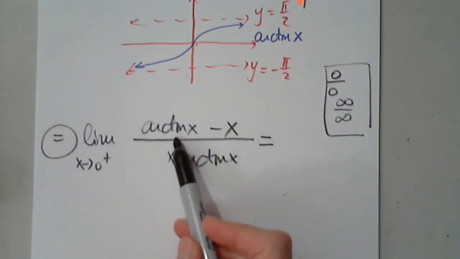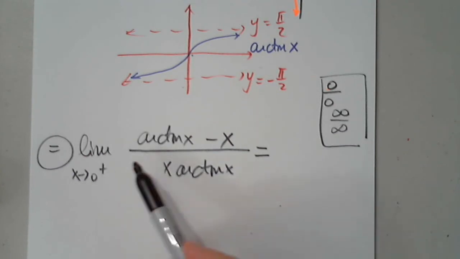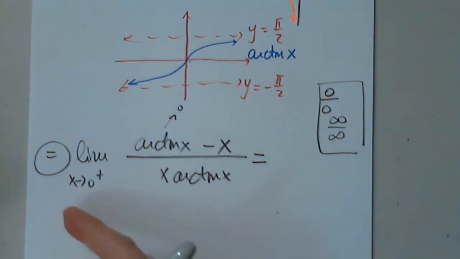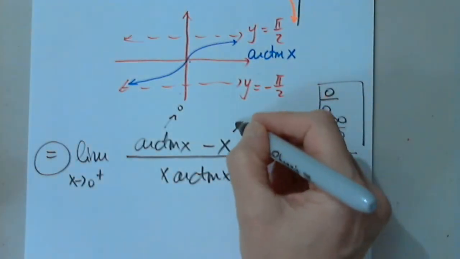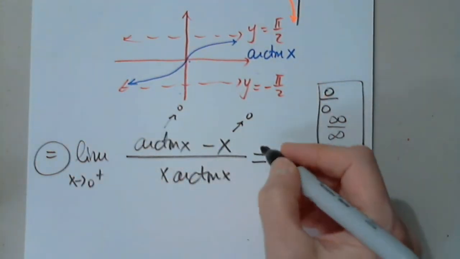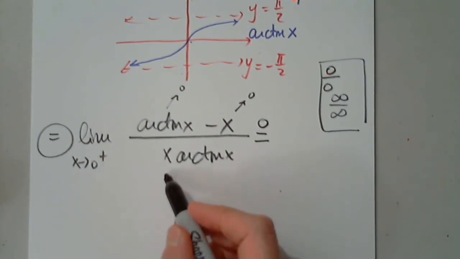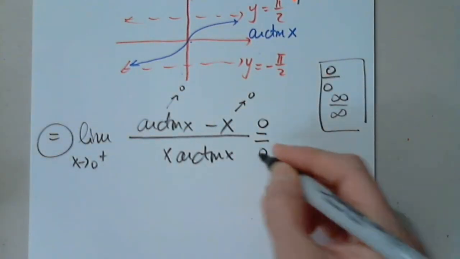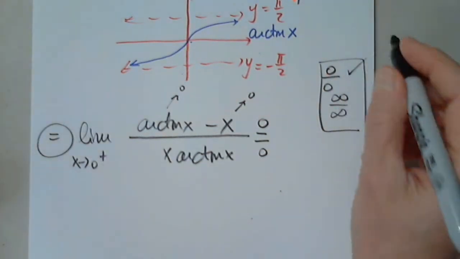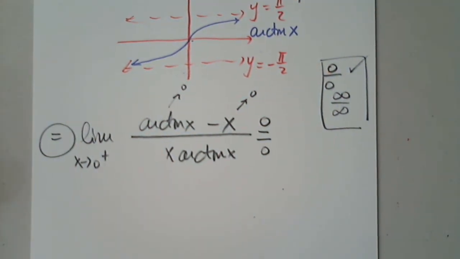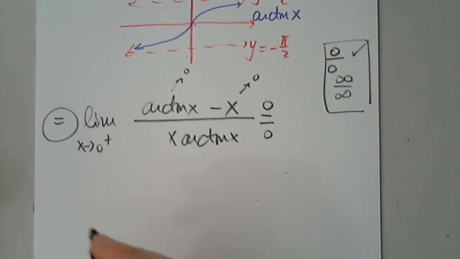We already know that as x approaches 0 from the right, arctangent approaches 0. As x approaches 0 from the right, x approaches 0. 0 minus 0, the top is 0. Promising. Of course, this is 0 and this is 0. So I do have one of the two L'Hopital's rule cases, so I can go ahead and differentiate.